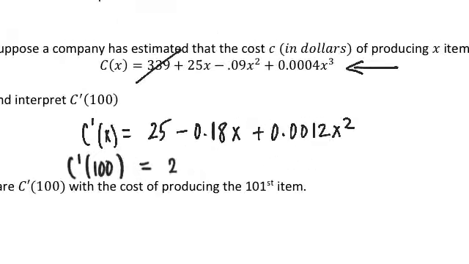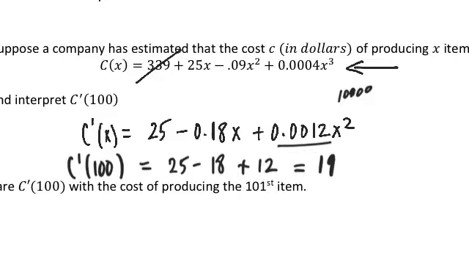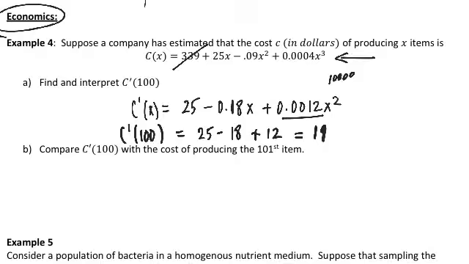And we'd get 25 minus 18, because 0.18 times 100 is 18. And then here 100 squared is 10,000, right? 4 zeros, which will take away these 4 decimal places. And so I'm going to end up with C prime of 100 is equal to 25 minus 18, which is 7, plus 12, or 19, right? So C prime of 100 is 19.